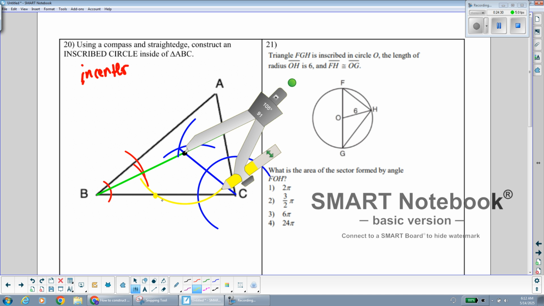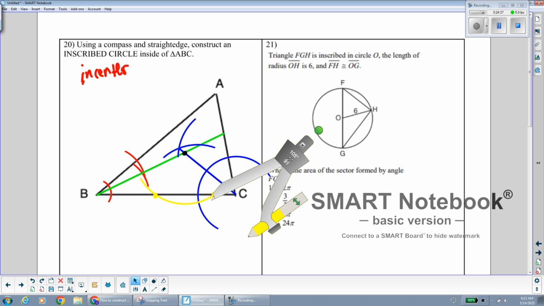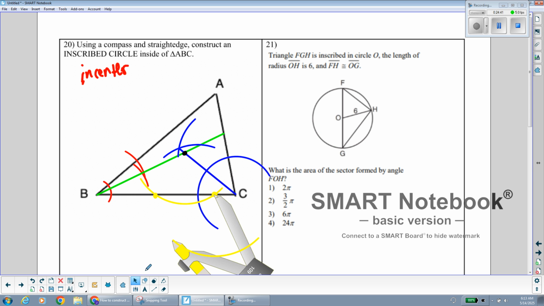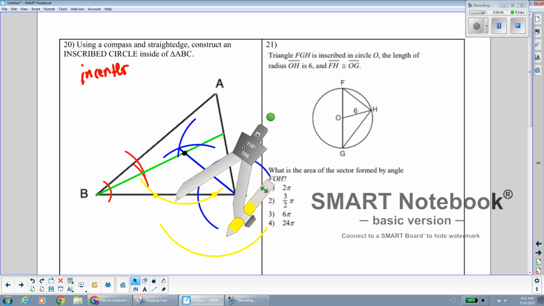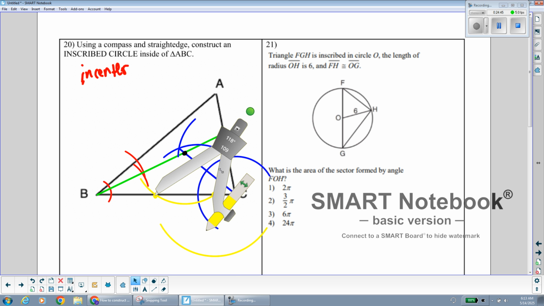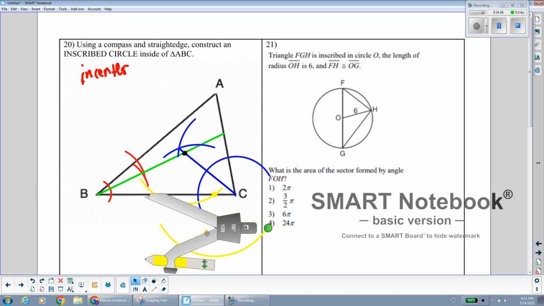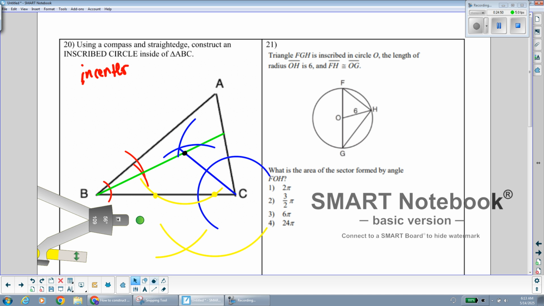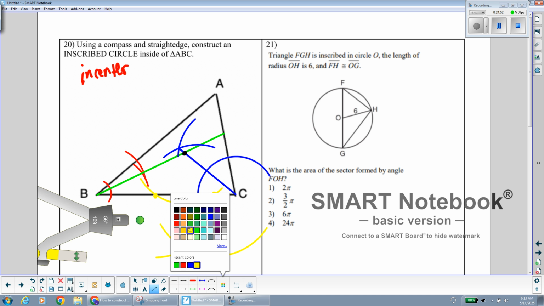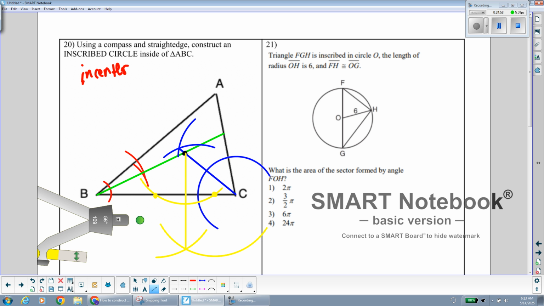And here are my 2 intersection points. I'm going to go over to one of them. It's going to open a little bit bigger, but it doesn't matter. Make an arc, and the same thing on the other side. And then through those intersection points, it should connect to the end center.